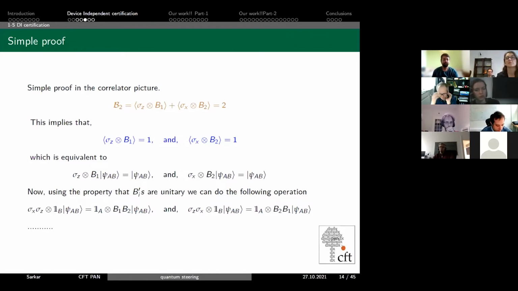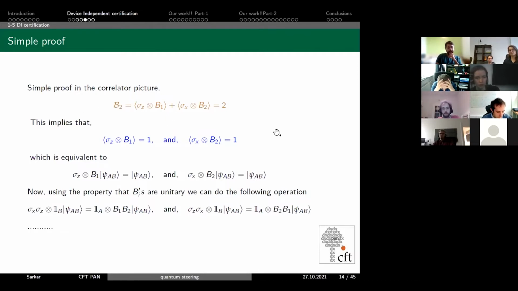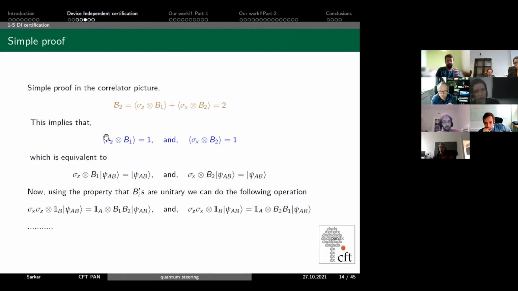So now I will just show a simple proof of the one-sided device-independent scheme. Let's say that the steering inequality is maximally violated, which means that you reach a value 2 for the steering witness. Because this is also the algebraic bound, it means that individually these terms also have to be 1, as Remik was telling some time back.